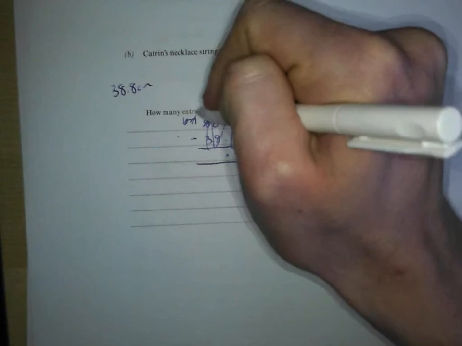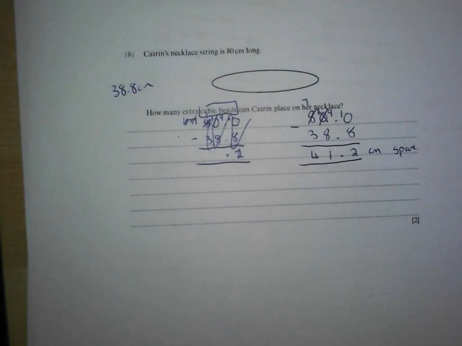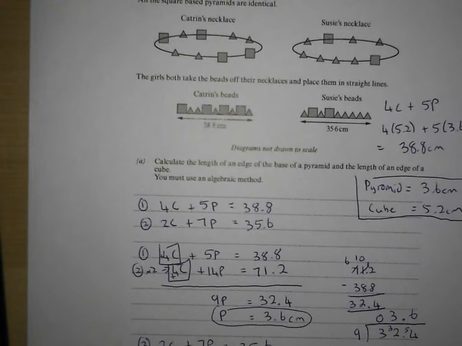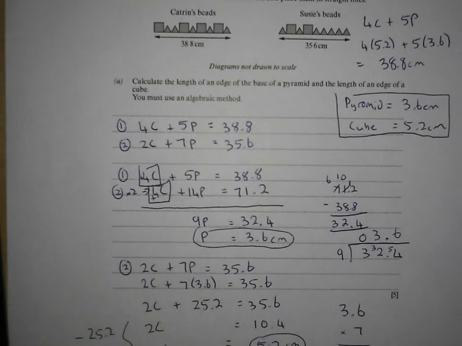How many extra cubic beads can she put on? So how many of these cubic beads can she fit? Well, cubic beads are 5.2. So the question really is, how many times does 5.2 fit into 41.2? Now your best bet here is that's a fairly nasty division to do and you don't have a calculator. So let's just use a bit of an approximation. 8 5s are 40. Can she fit 8 of these beads on? Well, let's just have a look. So it'll be fairly close, I reckon.